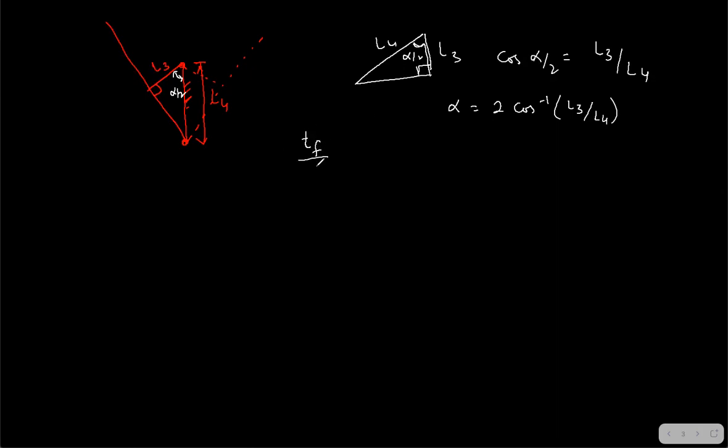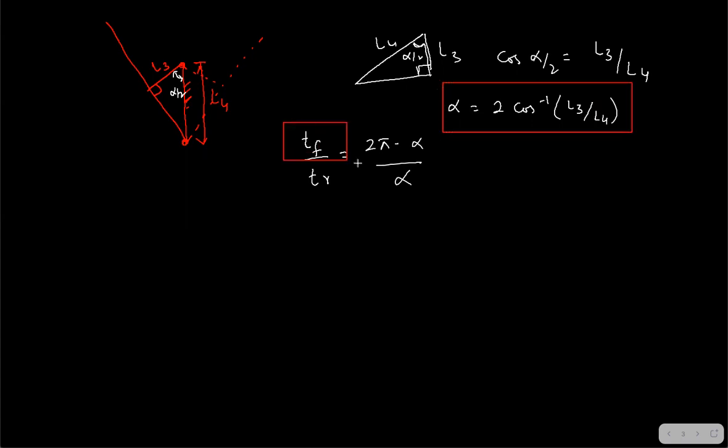Time taken for forward by time taken for return stroke is equal to (2 pi minus alpha) by alpha. Alpha is already known from here, so immediately you can solve the problem. You can even remember this instead of deriving it each and every time. But if the derivation is asked, then it's better to know all the logic of the derivation. Okay, fine. Hope I'm clear in all these things.